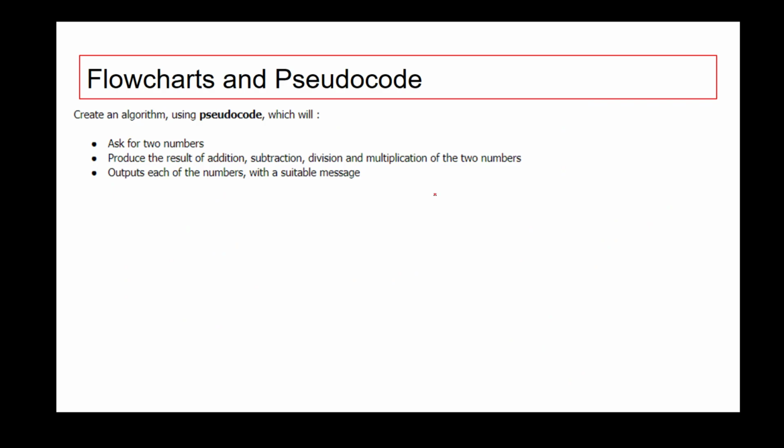We've got another one here, and remember, if we're looking at this question here, I can only use pseudocode. So if I create a flowchart, I'm not going to be able to get any marks for it. So I'm asking for 2 numbers, produce the results of addition, subtraction, division, multiplication of the 2 numbers, and output each of the numbers with a suitable message. And that suitable message line means you can't just write output number, you've got to say output addition number is, so then it makes sense. So if your mum came along and looked at your pseudocode, she'd know what's going on.